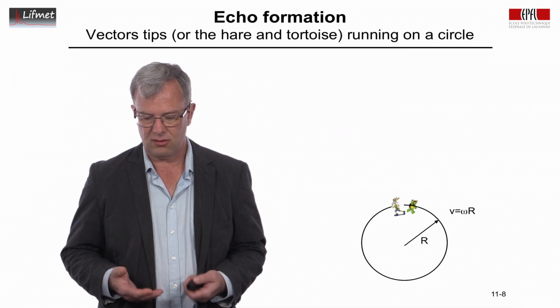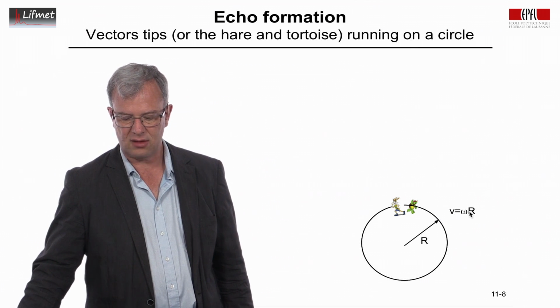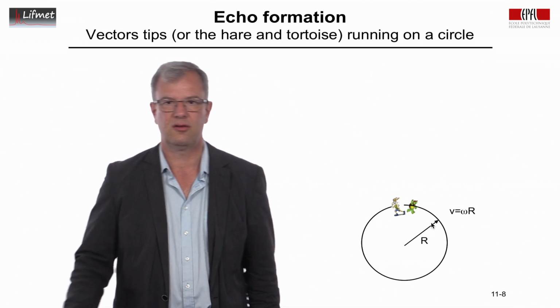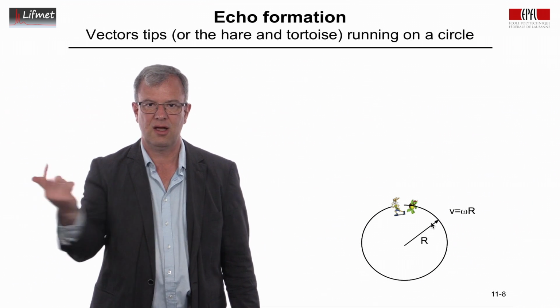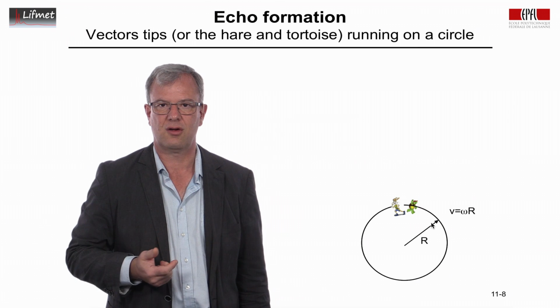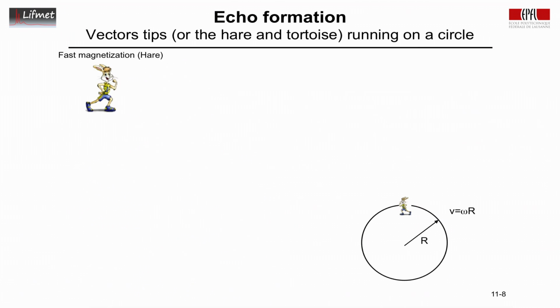And they're going to be running at a certain velocity. That is, this velocity is given by angular velocity times the radius of this circle. So this is like track and field. Instead of having an oval, we're running in a circle. So at time 0, they're both at the same position. Now we'll have the hare running fast in one direction, and the tortoise running slow in the other direction. So that is the precession of fast and slow magnetization.